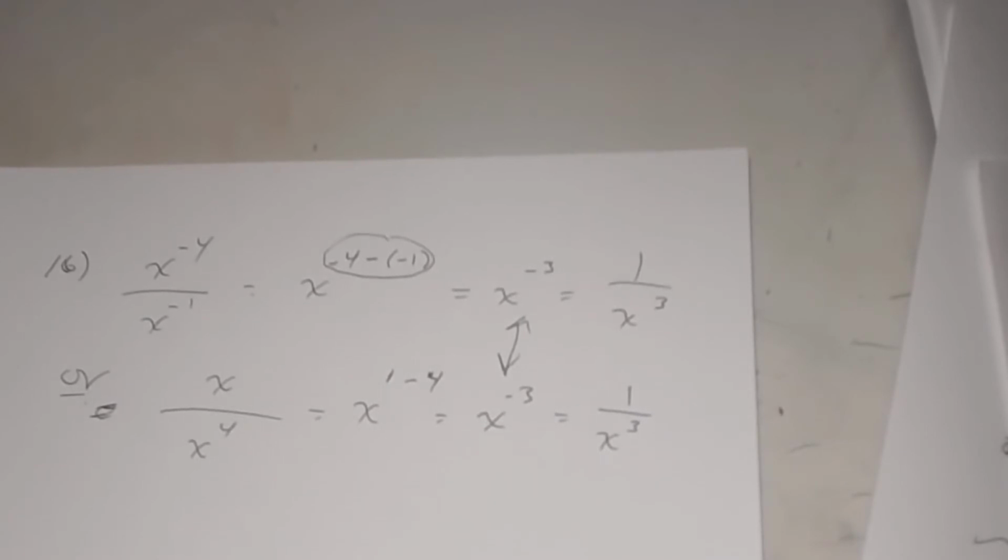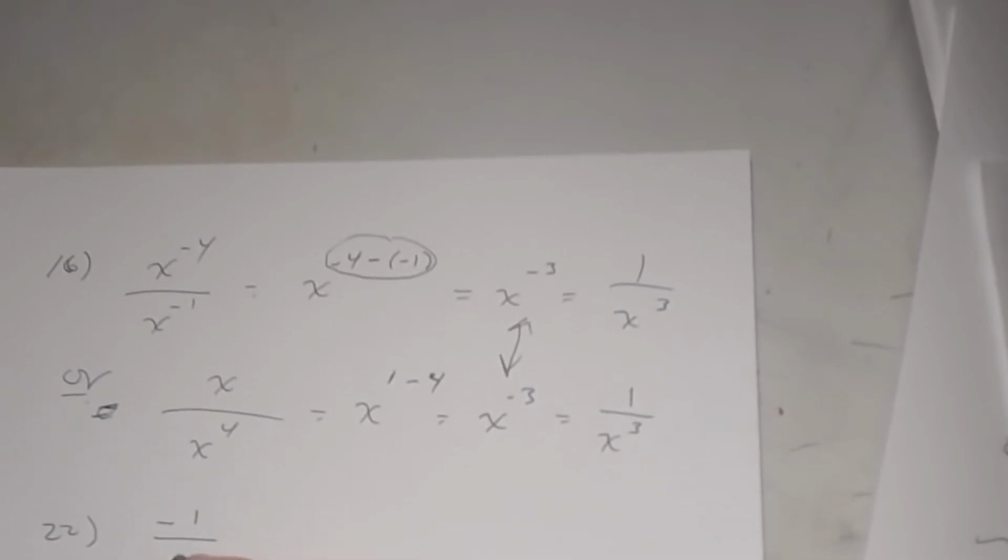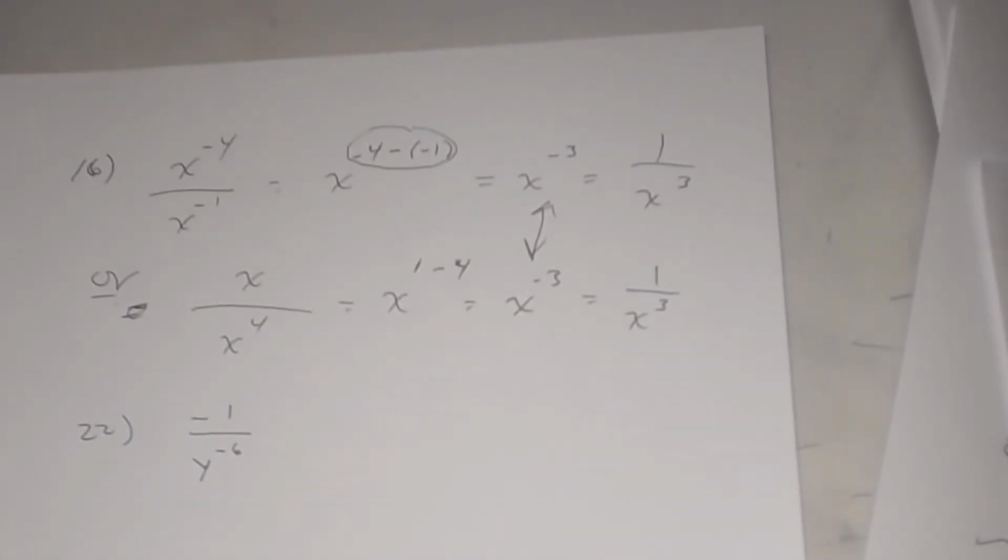Okay? All right, so 16. Let's look at 22. You have negative 1 divided by y to the negative 6.